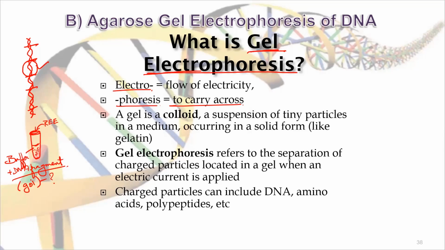Now, what is this gel? Gel is a colloidal suspension, which is made up of many small particles in a medium, and it forms a semi-solid substance like gelatin. As a result, you will get a slab of gel, something like this. In this gel slab, many small, minute pores will be formed. Through these minute pores of the gel, we allow the DNA molecules to move. Understand?